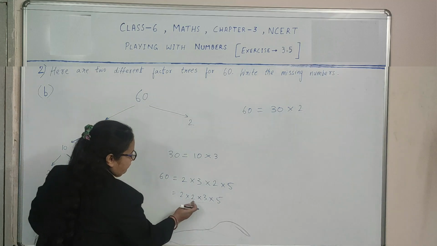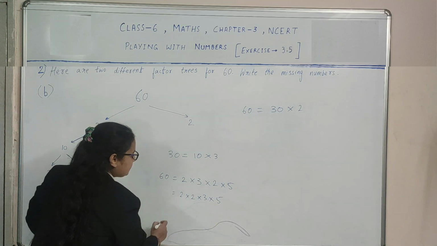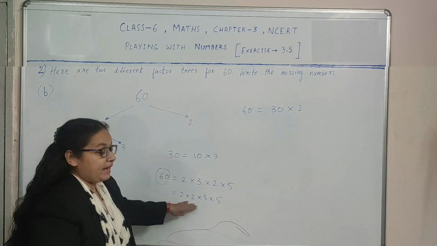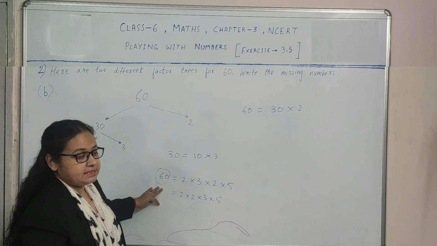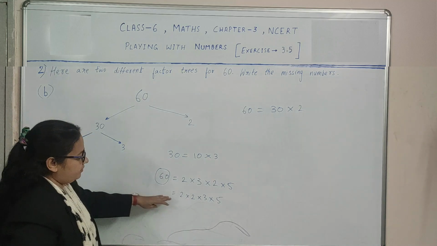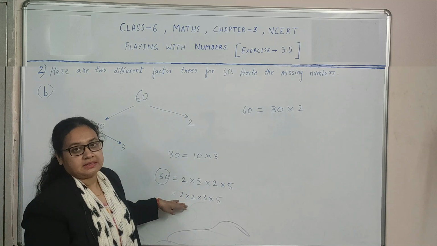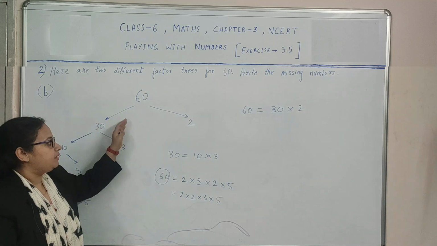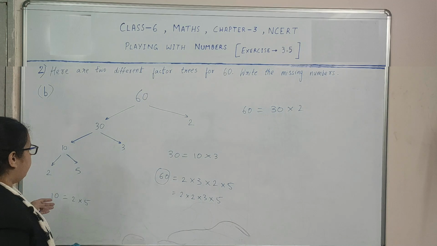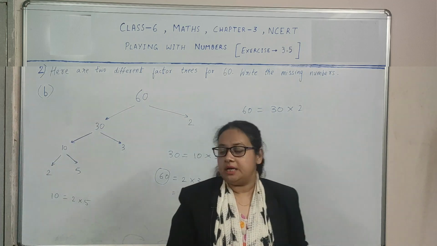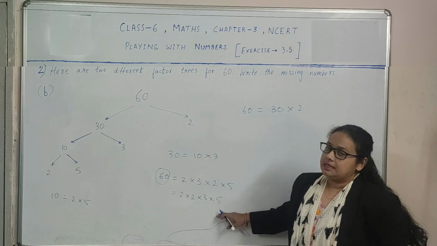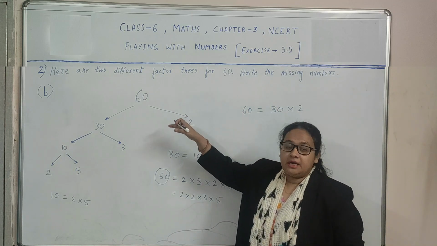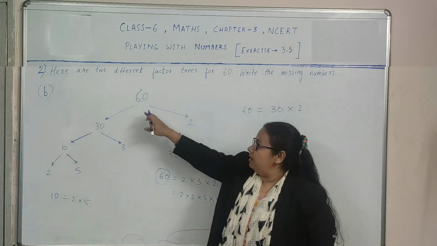So what is the result? 2 4s are 4, 4 3s are 12, 12 5s are 60. So this is the prime factorization of 60. In both the trees we have reached the same prime factorization of 60, but the tree is of different shape. The branches are split in different ways in both the trees, but the ultimate result is the same, because through this factor tree we find the prime factorization of a number.